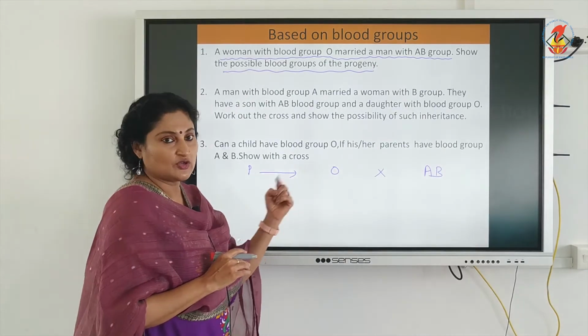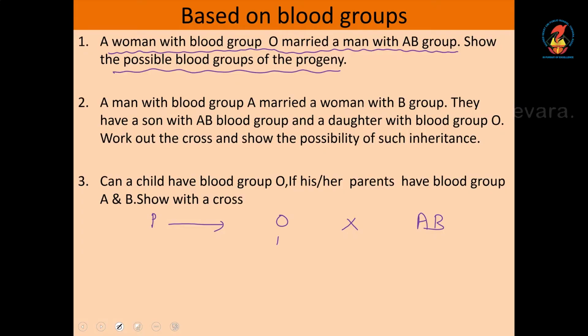Now this is only the phenotype. So how is the genotype of O represented? Small i, small i, and the genotype of AB is IA IB. So the question is: O married AB, show the possible blood groups of the progeny. So we have to show the possibilities for the progeny. So the same format, gametes. Here all the gametes will have only small i, so I am showing it by one gamete. Here there are 2 types of gametes, one bearing IA, the other bearing IB.